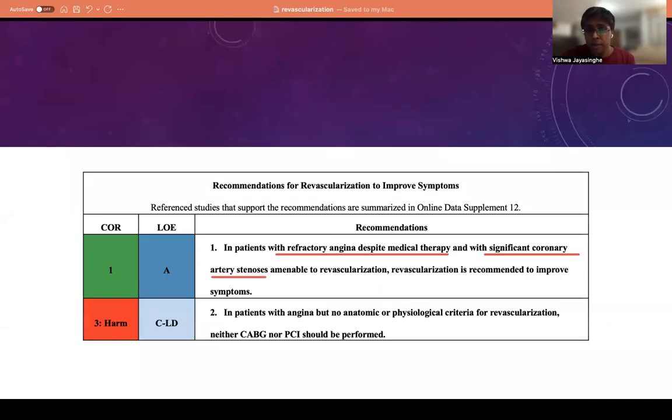So in a patient with refractory angina despite optimum medical treatment and with significant coronary stenosis, patients should undergo revascularization in order to improve symptoms. That is the symptomatic mandate. It's a class 1 recommendation. However, if the patient has angina, but there is no anatomic or physiologic criteria for revascularization, we should not do anything. That will cause harm. Class 3 recommendation. So the symptomatic mandate is quite easy: refractory angina despite optimum medical treatment, significant coronary stenosis, revascularize.